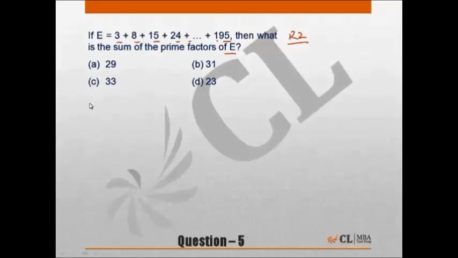Here E can be written as 3, which is nothing but 1 into 3, plus 2 into 4, plus 3 into 5, and so on. So effectively, the first term is 1 multiplied by 3, which is 2 more than the original. Or I can say each of the terms is nothing but n into n plus 2. Similarly, 195 is nothing but 13 into 15. So plus 13 into 15. So here we have 13 terms from 1 to 13.